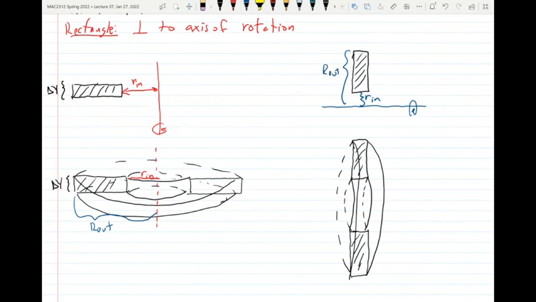I said I was going to do all of this in red and I did it in blue again. Not sure why I did this in blue.